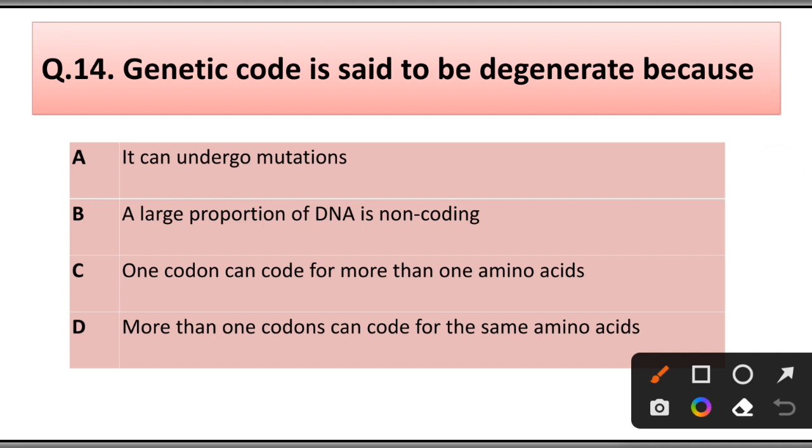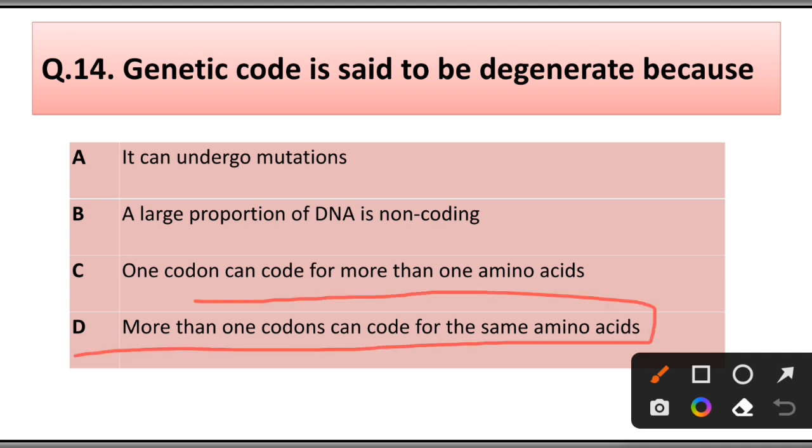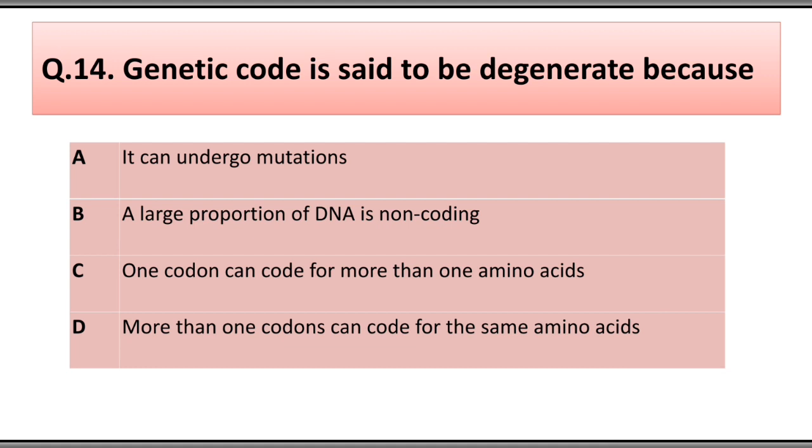Question 14. Genetic code is said to be degenerate because it can undergo mutation, a large portion of DNA is non-coding, one codon can code for more than one amino acid, more than one codon can code for the same amino acid. Correct answer is option B. More than one codon can code for the same amino acid.